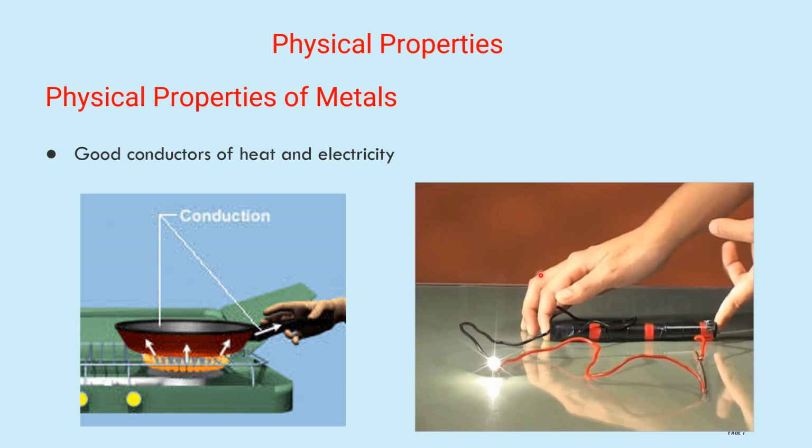Normally, electrical cables are made up of copper wire. Copper wire is one of the best examples of a metal. Therefore, copper conducts heat and electricity.